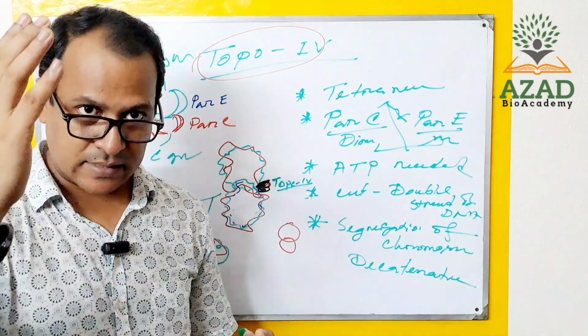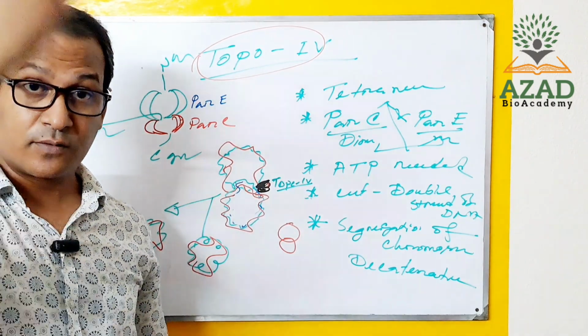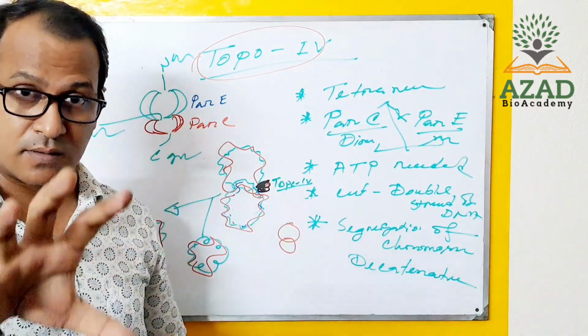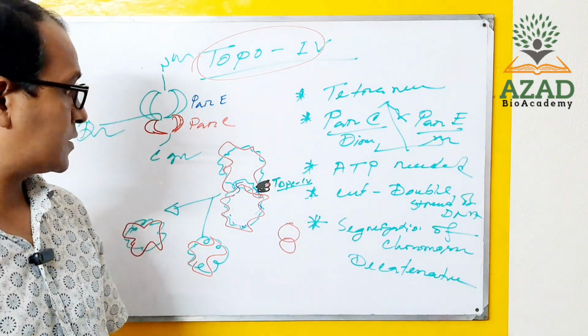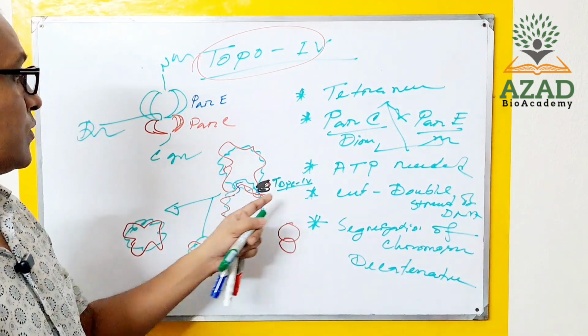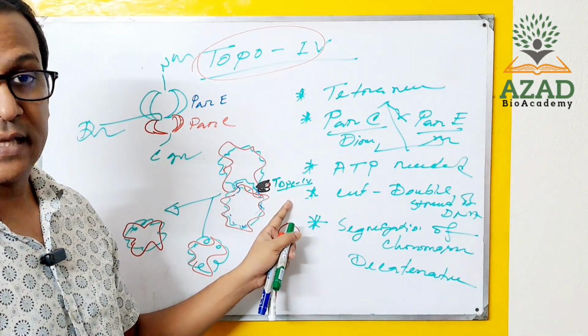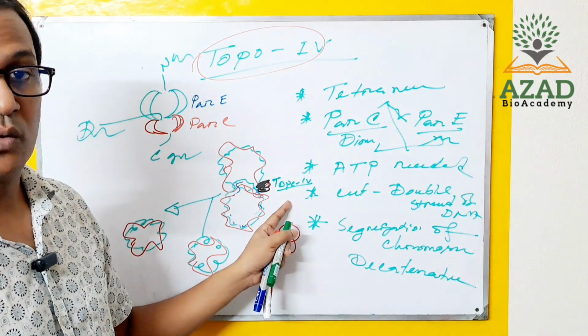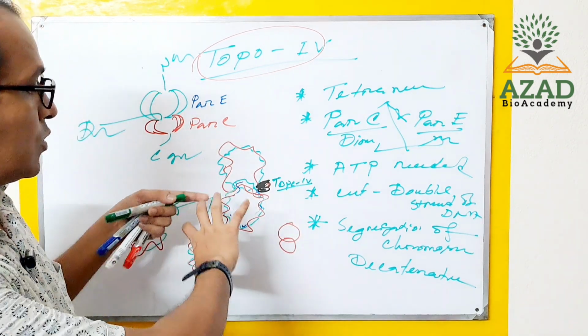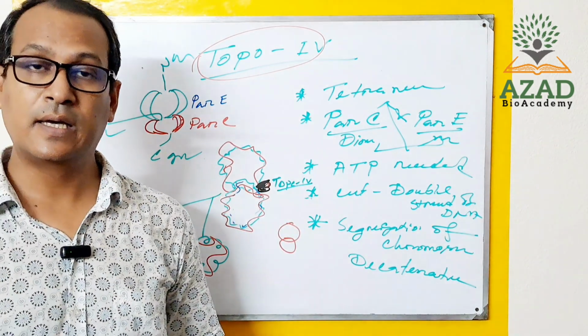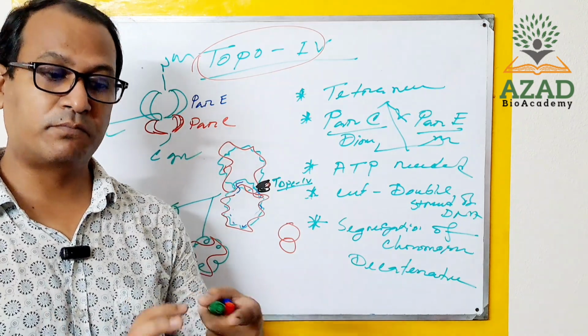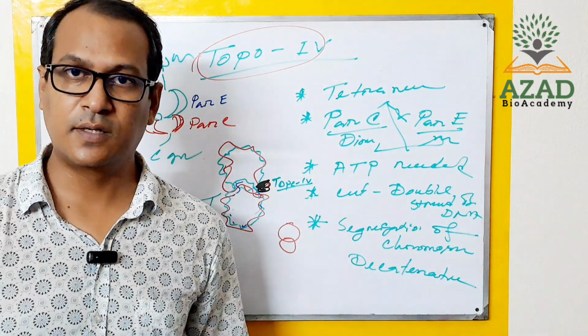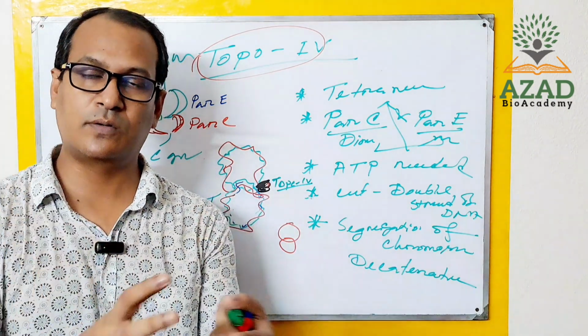Okay, here antibiotics like fluoroquinolone derivatives, ciprofloxacin, ofloxacin, or levofloxacin also inhibit topoisomerase 4, and when topoisomerase 4 is inhibited, then finally no segregation of the chromosome will happen, and then finally your bacteria will not proliferate. Okay, so bacterial growth will be hampered.